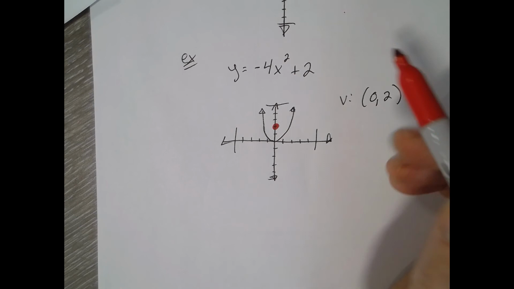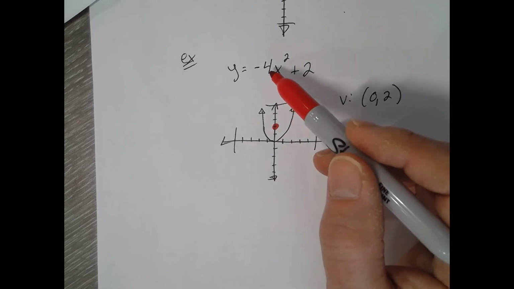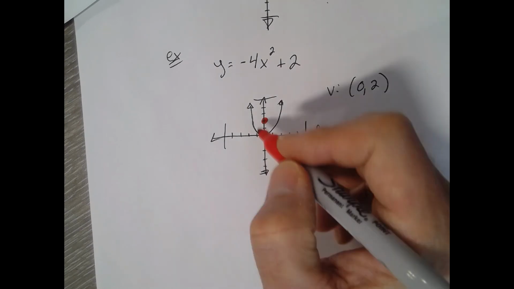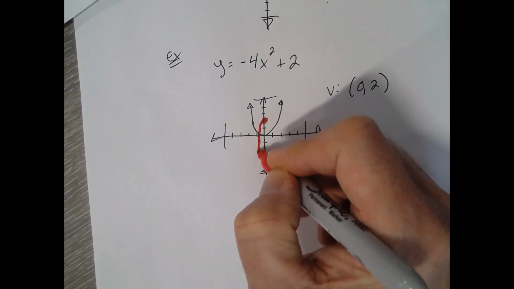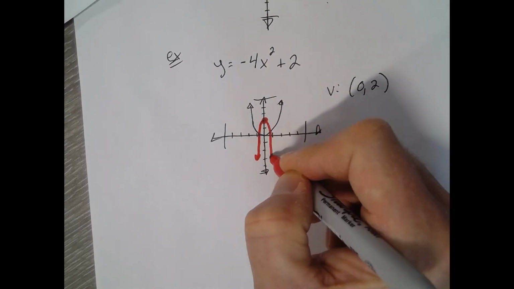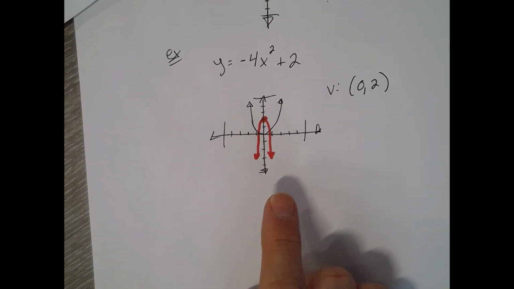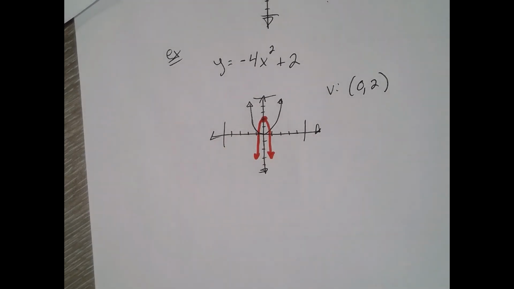Well, since 4 is greater than 1, it's going to be a skinny parabola. So I'm not going to draw out the same shape. I'm going to make it obvious that it's a skinny parabola, kind of like that. Okay, so make it obvious to me as I grade it. It's clear if this is your drawing of it, that's clearly a skinnier parabola than the original parent graph.